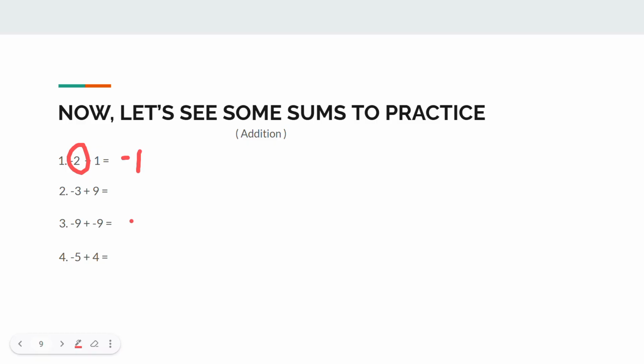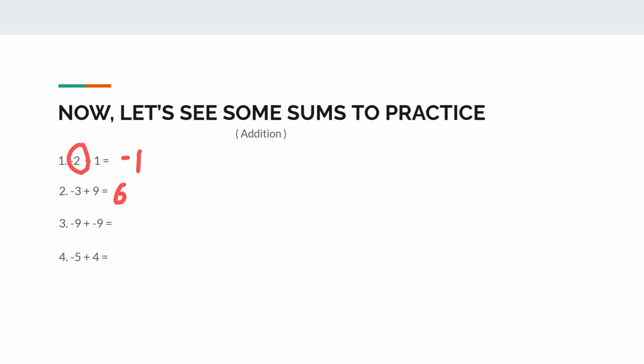Now let's move on to our second sum. Here, my first number is negative and my second number is positive. Here we have two different signs, so we're going to subtract again. You know that 9 minus 3 is 6, and my biggest number is positive, thus my answer is also going to be positive. So it's +6. We don't have to add the positive sign, it's not mandatory, so I'm just going to leave it blank.